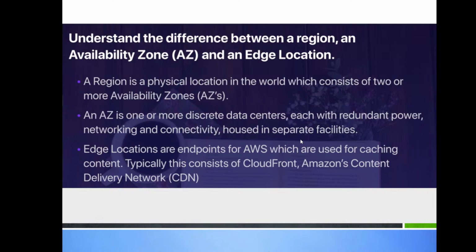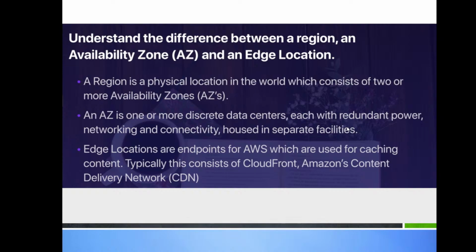So what we have learned today is the difference between region, availability zone, or AZ, and edge location. The region is a physical location around the world which consists of two or more availability zones, in general three or more. And an AZ is one or more discrete data centers, each with power, networking, and connectivity, housed in separate facilities. It means multiple power backups.